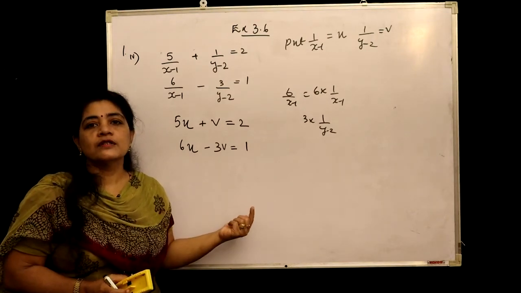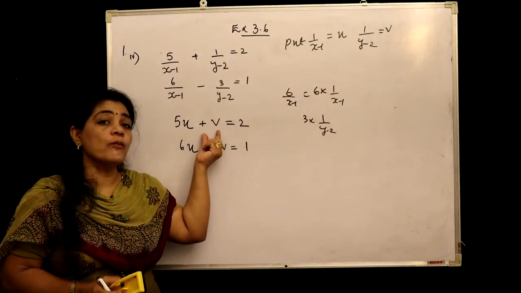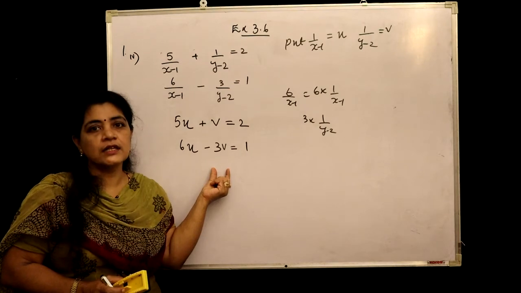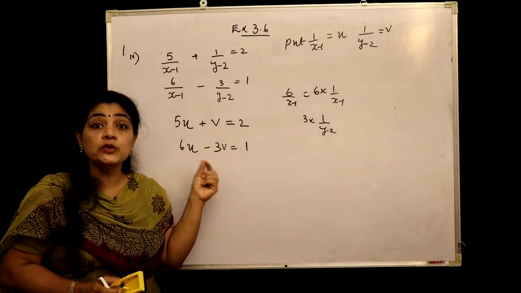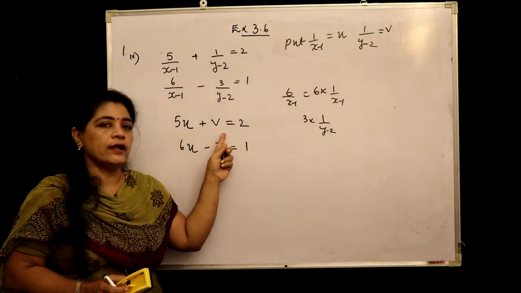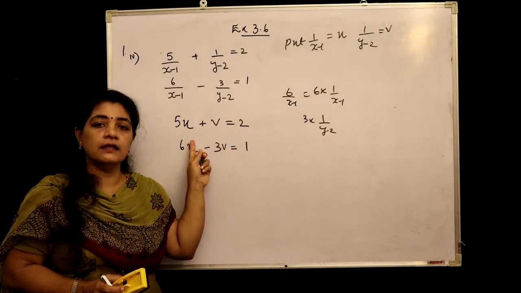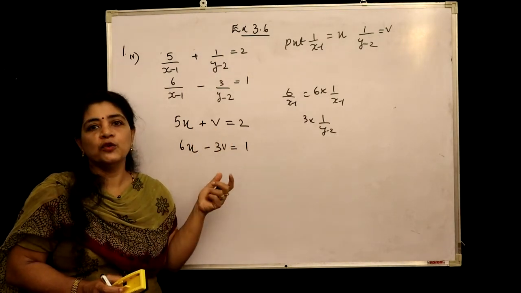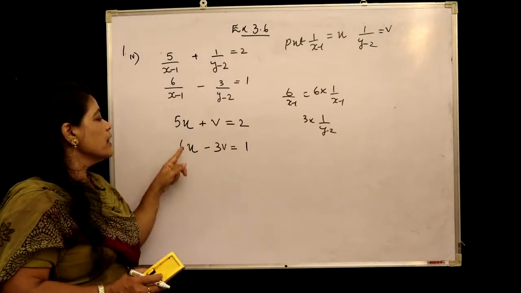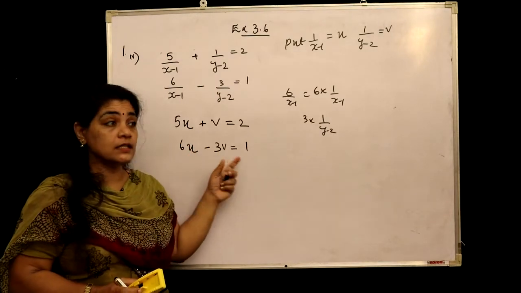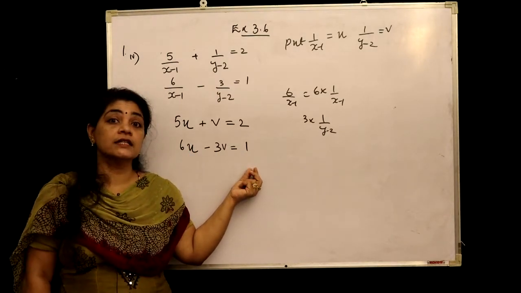Okay, now we are going to solve. This is of the form pair of linear equations in the two variables. We have two equations in u and v, where u and v are in the numerators. So we are going to solve this pair, which can be easily solved.